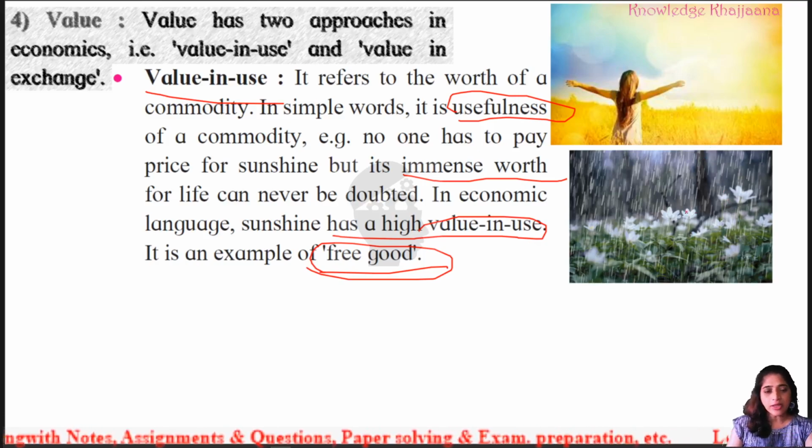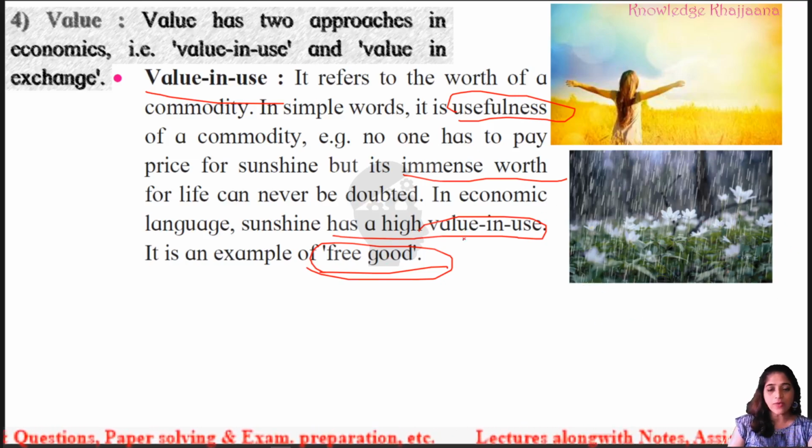Similarly, if you take the example of rain, if it doesn't rain at all on the earth, will we be able to survive, to sustain, to live further? No. So rain is very much required. Do we need to pay anything to get rain? No, we don't need to pay anything because it is a free good, but it has abundant value for everybody's life. So rain and sunshine are free goods which have value hidden in themselves, which we get after using the free goods. That is called value in use.